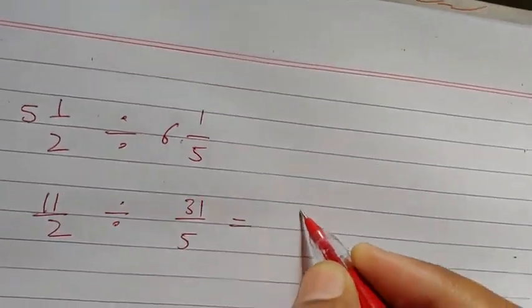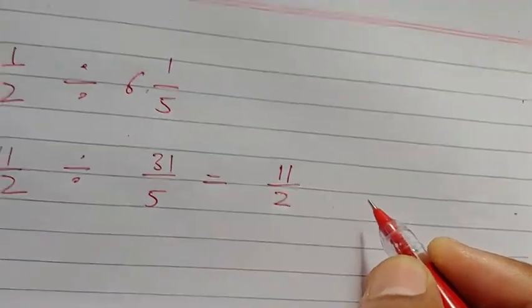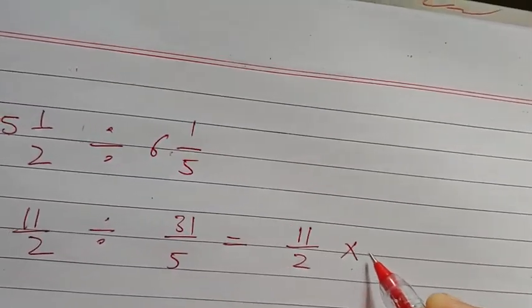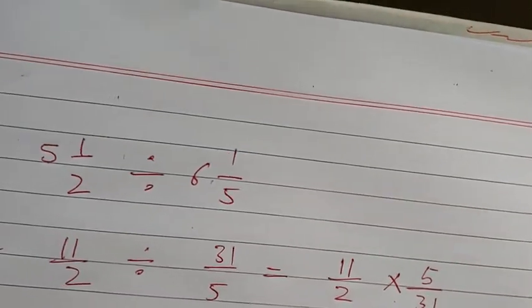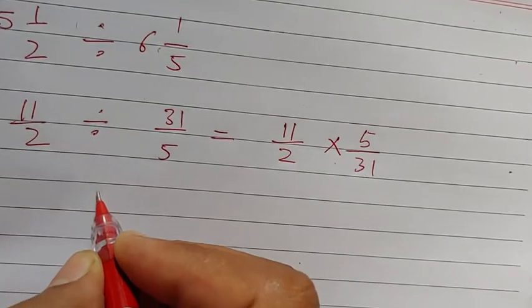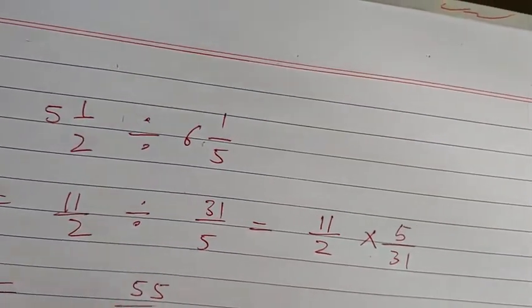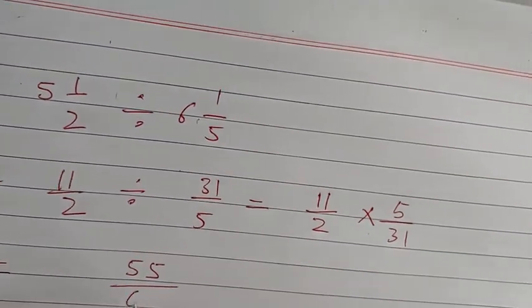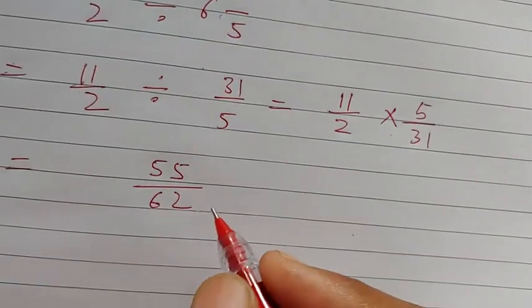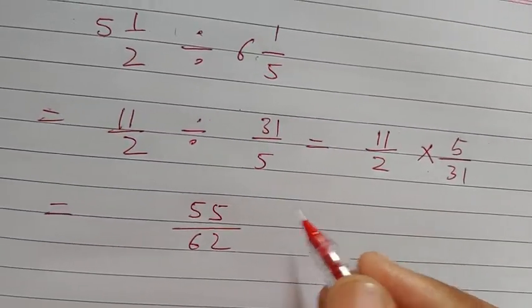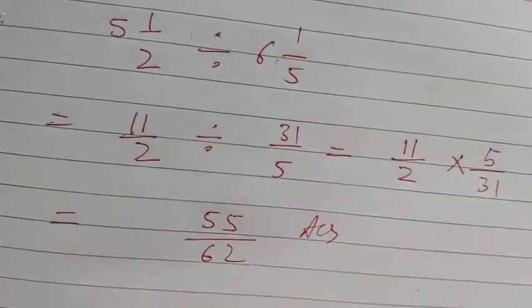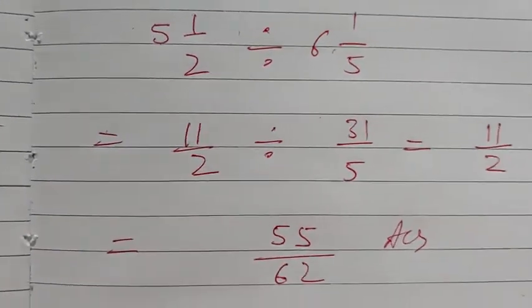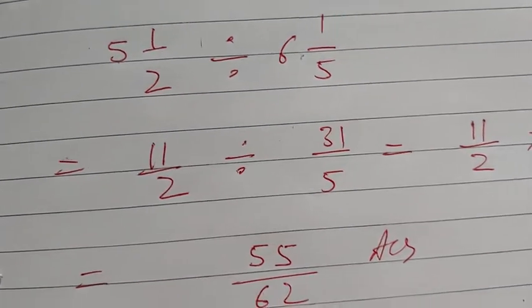Write the first fraction as it is, and the next one with the multiplication sign and its reciprocal: 31 by 5 becomes 5 by 31. Here there is no cancellation. So simply write 11 fives are 55 and 31 twos are 62. It is a proper fraction, so it will not be converted into another form. So it is our answer. I hope you understand the multiplication and division process of fractions.